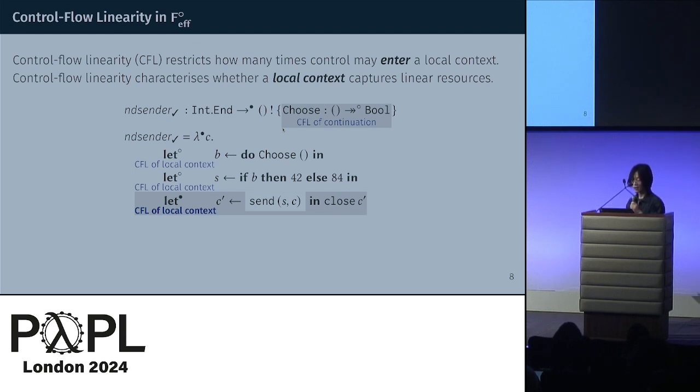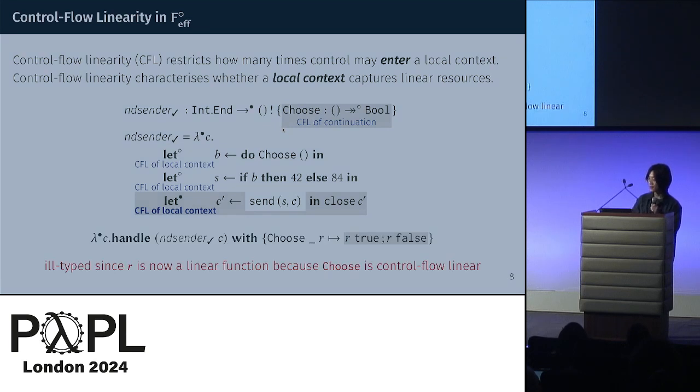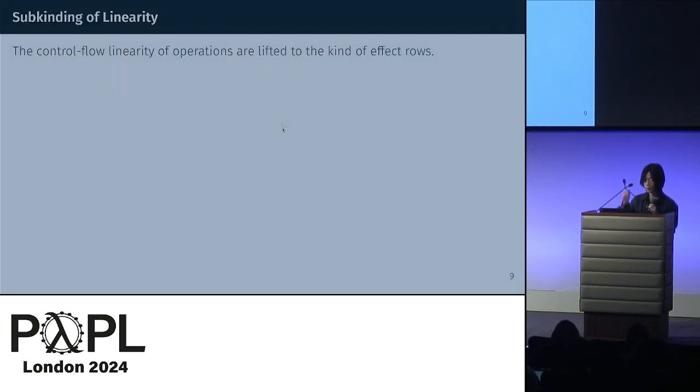Yeah, so now we are done. We track the control flow linearity for the operation truth. And then if we want to handle the truth operation using a multi-shot handler, we'll get a type error because now we know that truth is a control flow linear operation. So the continuation function r is going to have a linear function type, which cannot be used twice. Okay, so we have the linearity annotation on operation signatures, and we lift them to the whole effect type.